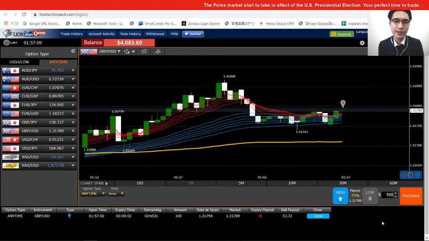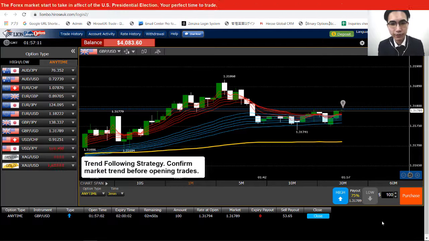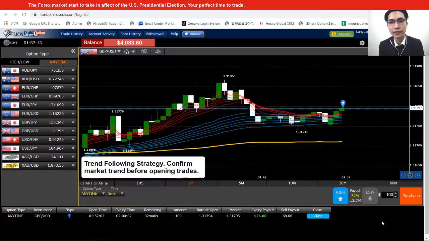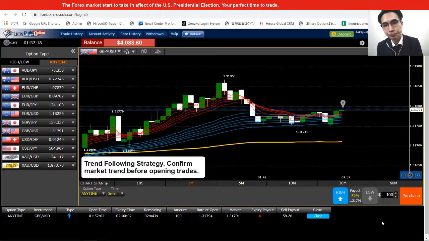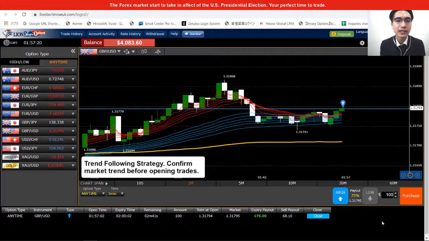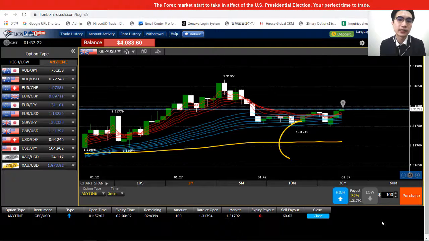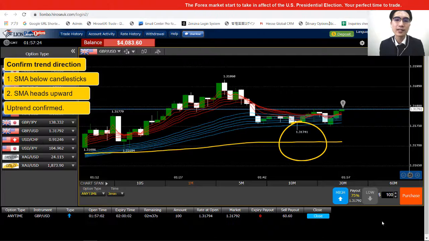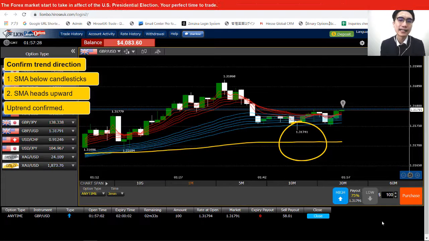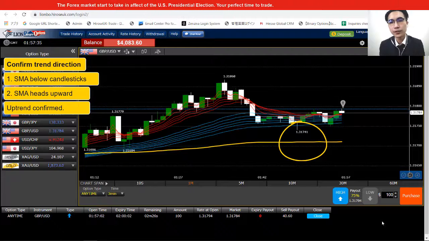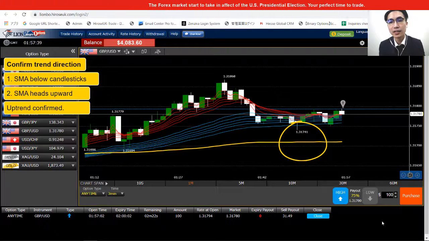First things first, this strategy is a trend following strategy. So to place a trade, we first need to identify the trend direction. How do I do that? Basically, I just look at the simple moving average. Now we see that the simple moving average is below the candlesticks and is heading upward. So we can say that the trend is an uptrend. So all I need to do is look for the right timing to place a high option.